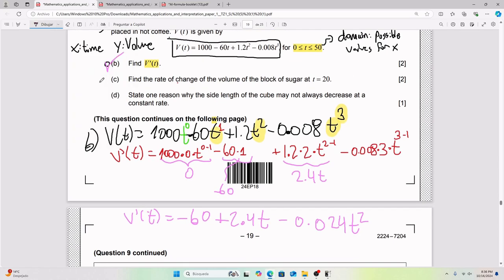Okay, and now for part C, we need to find the rate of change of the volume of the block of sugar at t equals 20. This is extremely easy, but you need to understand how derivatives work. See, so you need to find the rate of change. Find the rate of change when t equals 20.